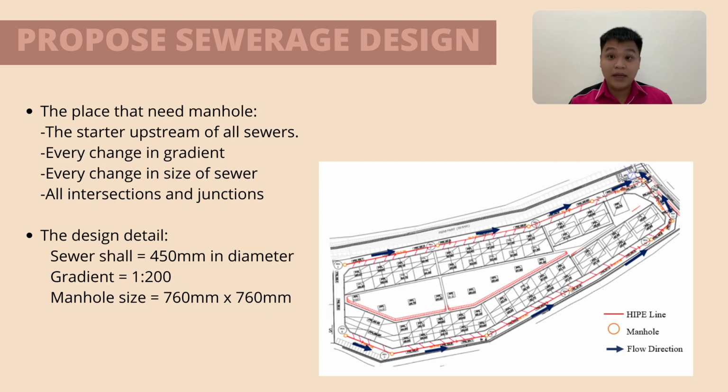The places that need a manhole are the start upstream of all sewers, every change in gradient, every change in the size of sewer, and all intersections and junctions. The design detail is that the sewer shaft is equal to 450 mm in diameter, the gradient is 1:200, and the manhole size is 760 mm times 760 mm.